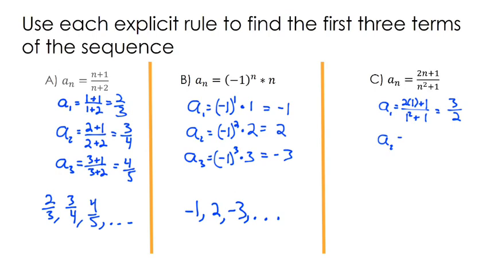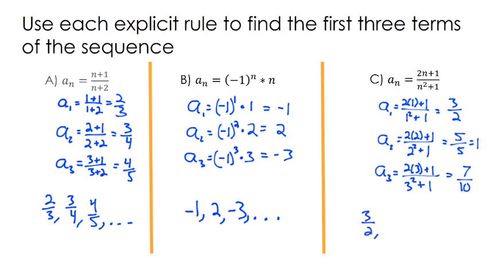Let's find a sub 2. So that's 2 times 2 plus 1 over 2 squared plus 1. Looks like my numerator is going to be 5. My denominator is going to be also 5. And let's find our third term, which is going to be 2 times 3 plus 1 over 3 squared plus 1. 6 plus 1 is 7 in the numerator. 9 plus 1 is 10 in the denominator. So it looks like our first three terms here are 3/2, 1, 7/10.